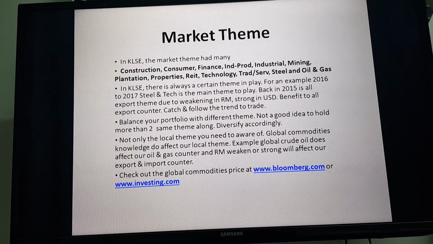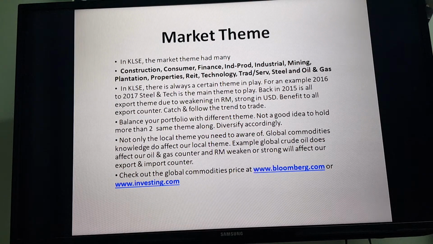If on that day itself construction rises, I can tell you the majority of the construction counters will follow as well. If on that day the steel rises, all the steel counters will be affected as well. And as mentioned, if oil and gas rise, all the oil and gas will follow as well. So this is a theme. As mentioned in KYC, there is always a certain theme in play.